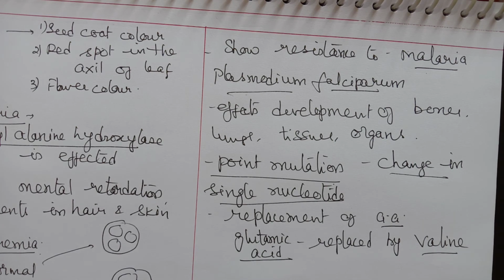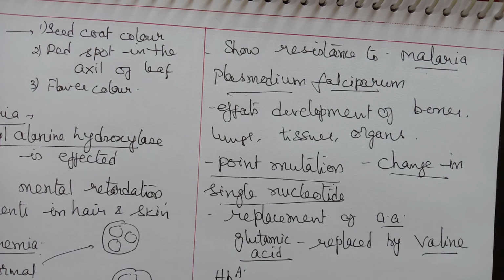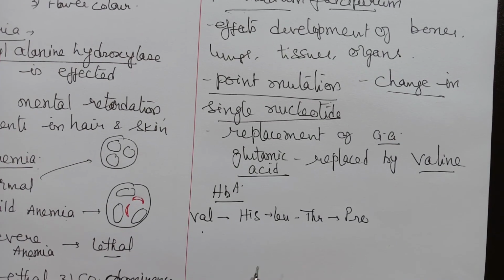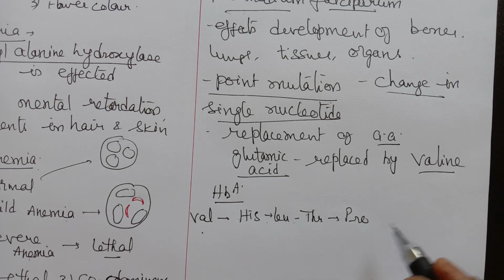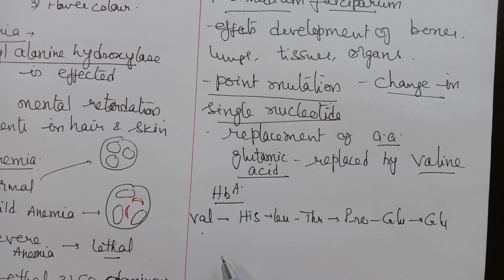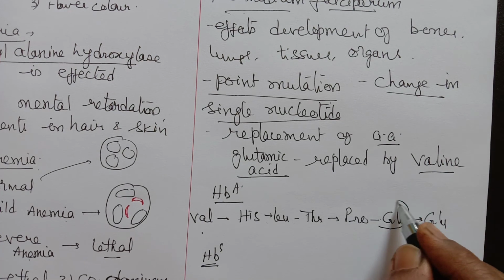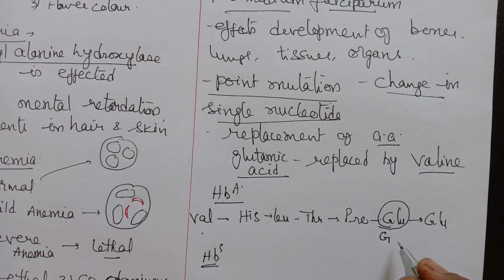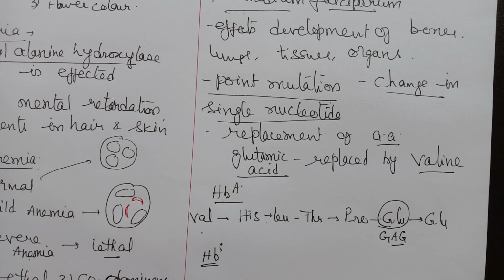So let us see the actual normal hemoglobin, say HbA. Normal hemoglobin will have, for example, this sequence: valine, histidine, leucine, THR meaning threonine, proline, then glutamic acid and another glutamic acid. This is the normal sequence. Now, in the case of sickle cell, which has sickle-shaped RBCs, the glutamic acid may have the codon GAG.